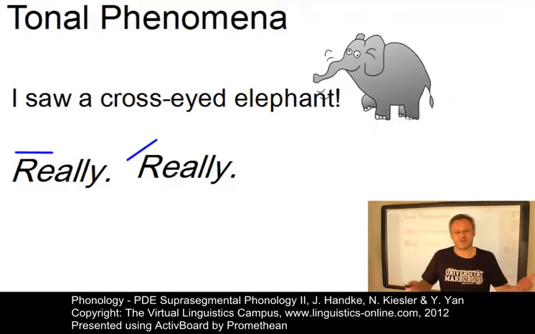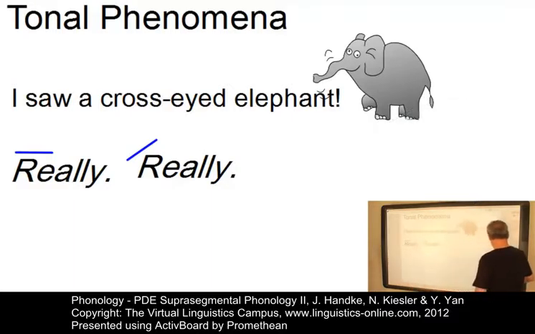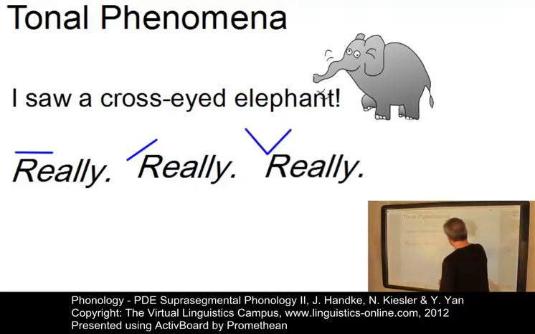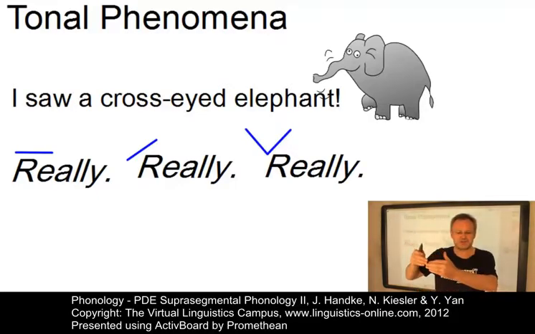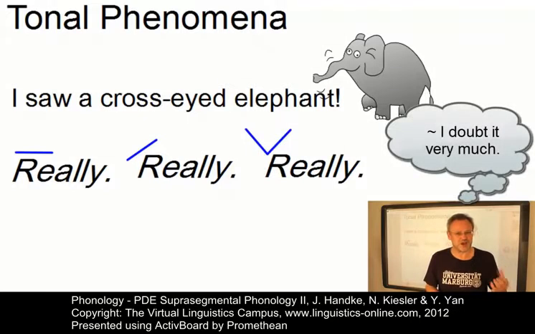And this sort of doubt can even be increased if you use a contour tone which involves a falling element first and then a rise. So something like, really? And of course you would really agree with me that this involves a high degree of doubt.